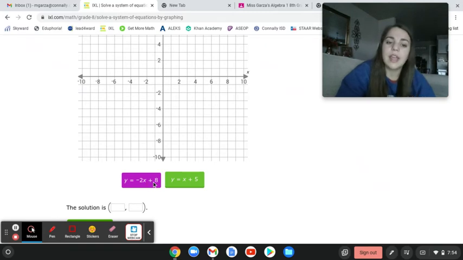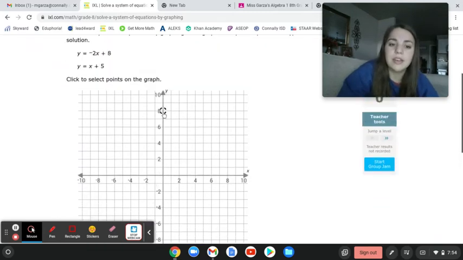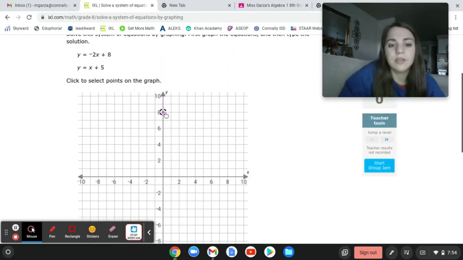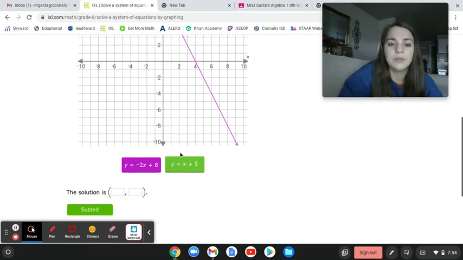So I'm going to go to the 8 on the y-intercept and make a dot. And then I'm going to use my slope, which is negative 2, to make my next dot. When it's negative 2, I go down 2, over to the right 1. Don't forget, you always go to the right when you run. And there's my line.